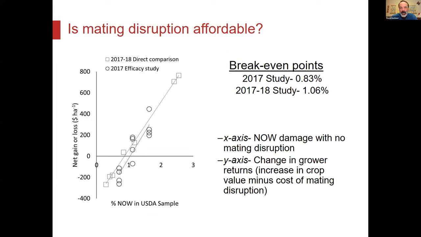What about the economics? That's the third question. Is it affordable? Should I spend $120-ish per acre on mating disruption? We crunched the numbers. We continue to do this from all of our trials, and we pretty much keep getting the same results, that the break even is 1% damage.